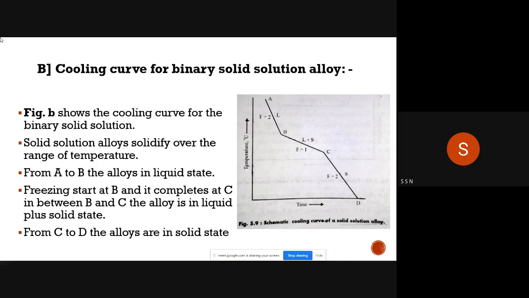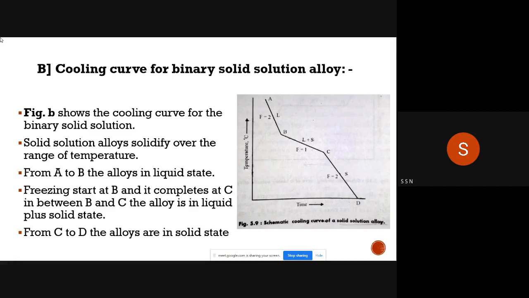Now in this cooling curve, from A to B point, the alloy is in the liquid phase. After freezing starts at B point, it completes at point C. In between B to C point, this alloy is having liquid plus solid phase. And again, when we cool from that C point to D point, that alloy is having a solid phase.